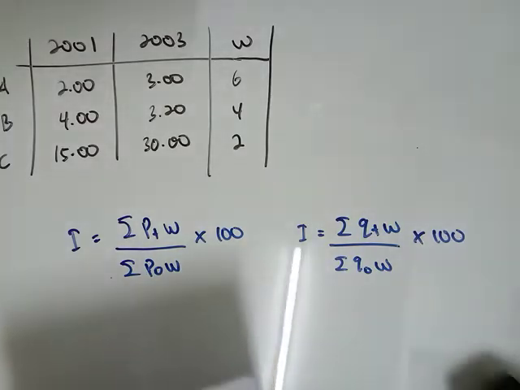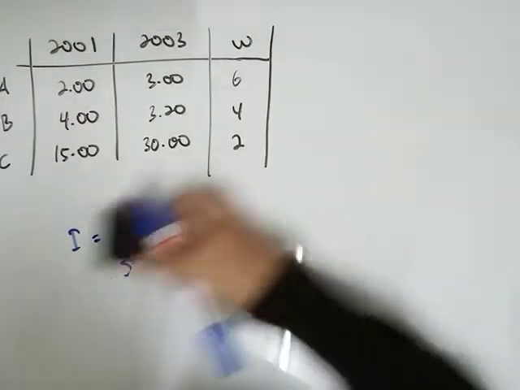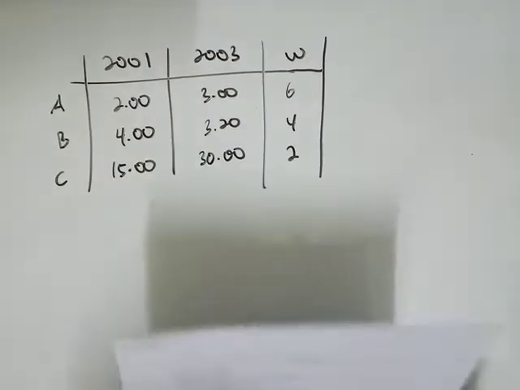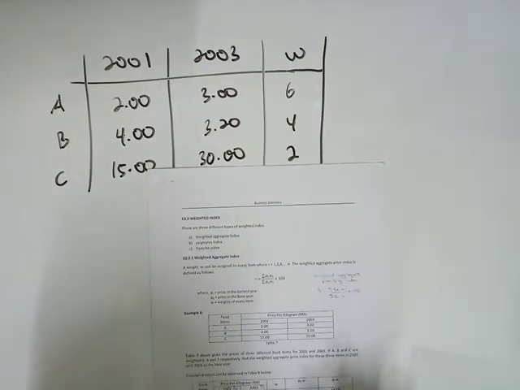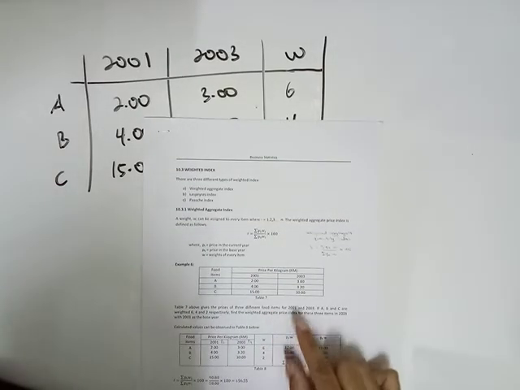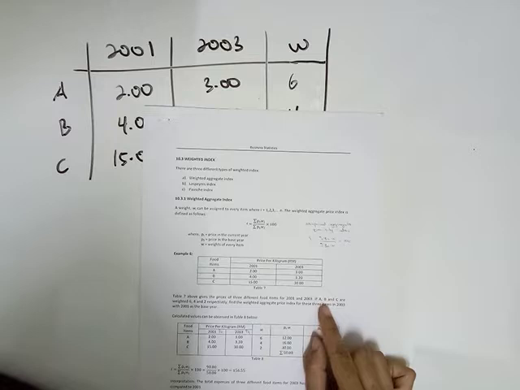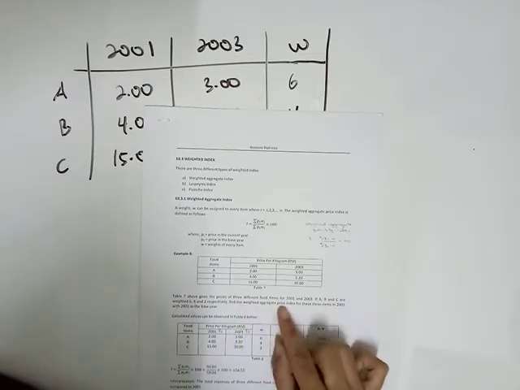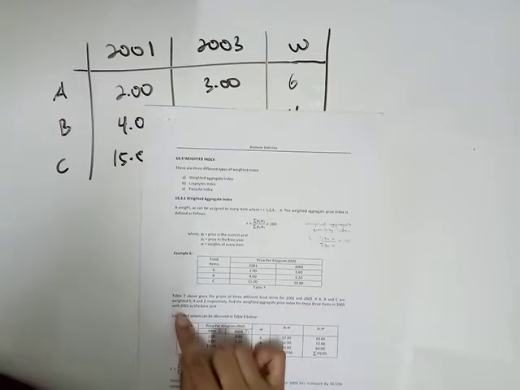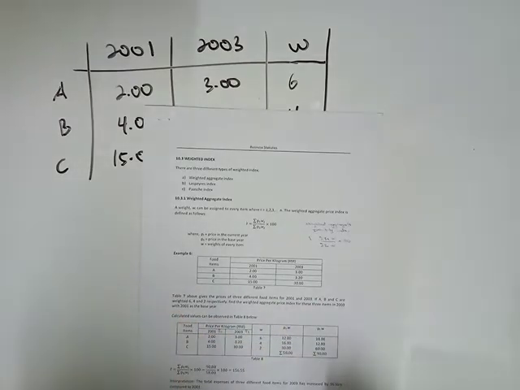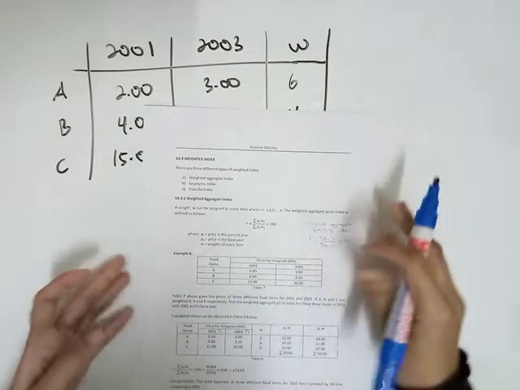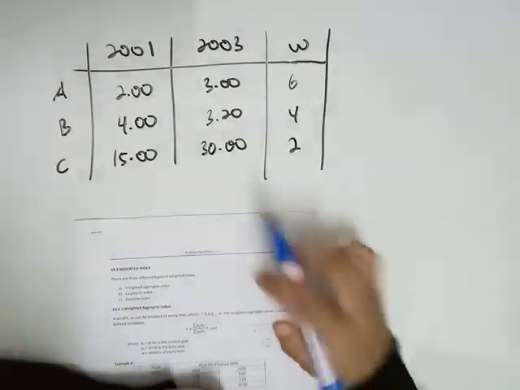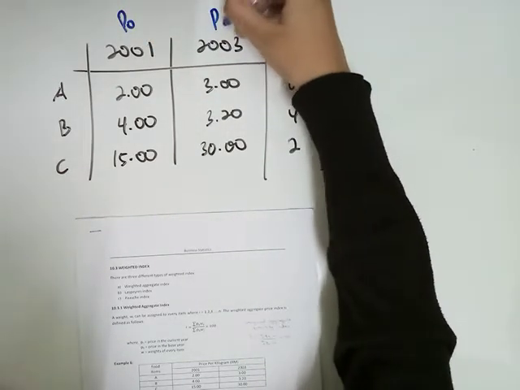So look at example 6. Right, for example 6, table 7 above gives the price of three different food items for 2001 and 2003. If A, B, and C are weighted 6, 4, and 2 respectively, find the weighted aggregate price index for these three items in 2003 with 2001 as the base year. Okay, so we know that 2001 is the base year, which is P naught. 2003 is current year, which is PT.